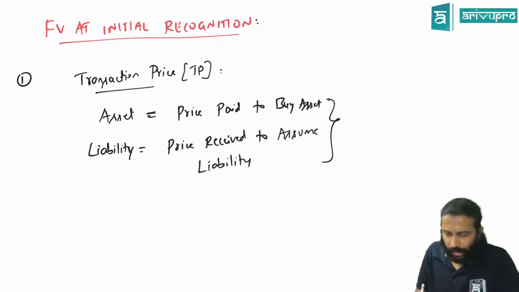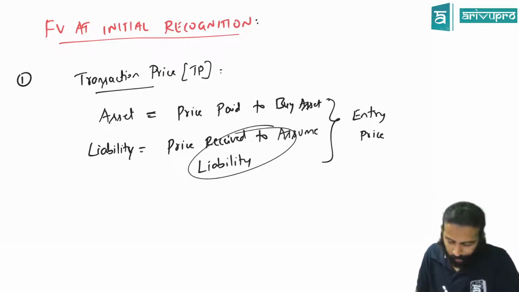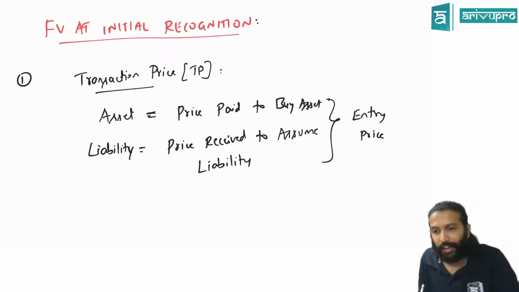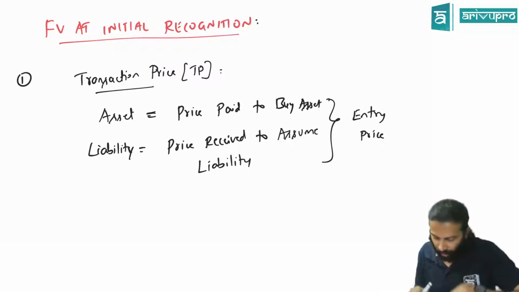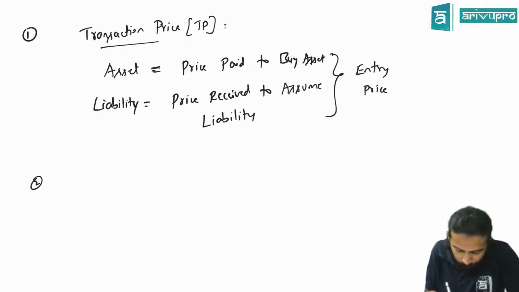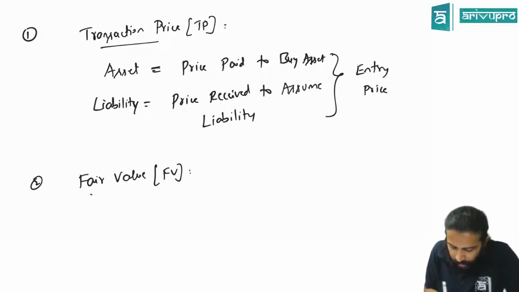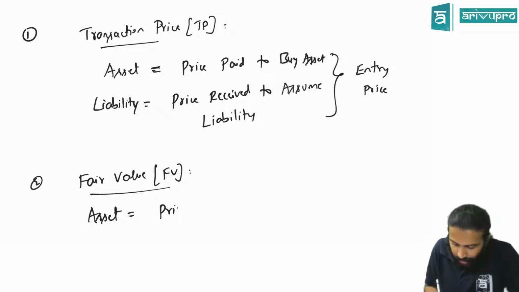If you just check, transaction price is an entry price, correct? To buy the asset, to assume the liability. That means this is an entry point. But fair value is the exit price, we already wrote. Okay, so next we'll write what is a fair value. FV for asset is what? Price received on sale. Fair value for asset is price received on sale of asset.